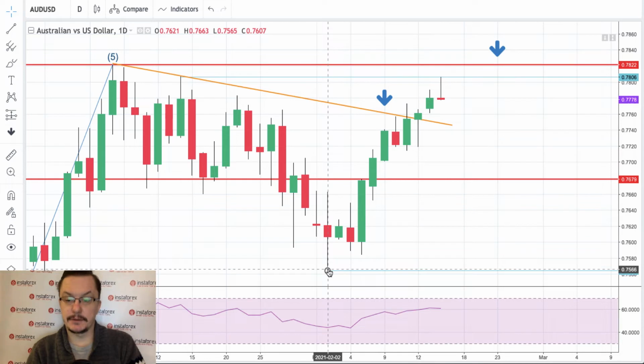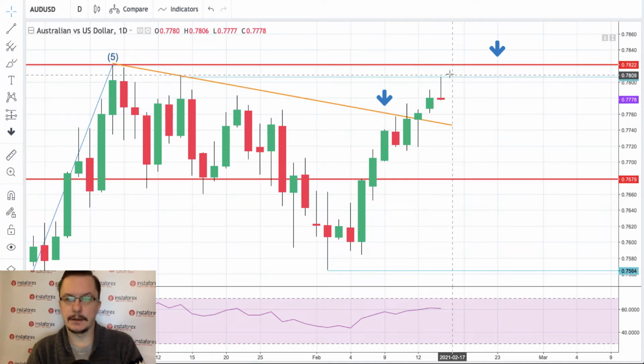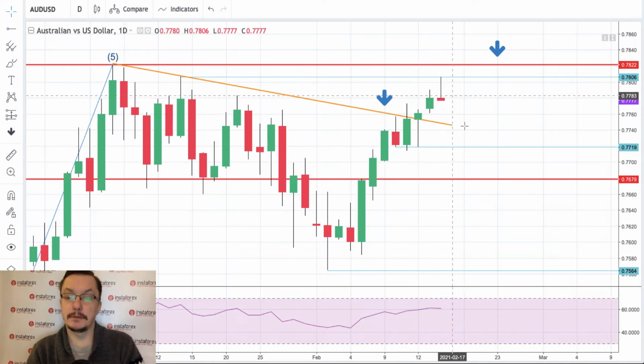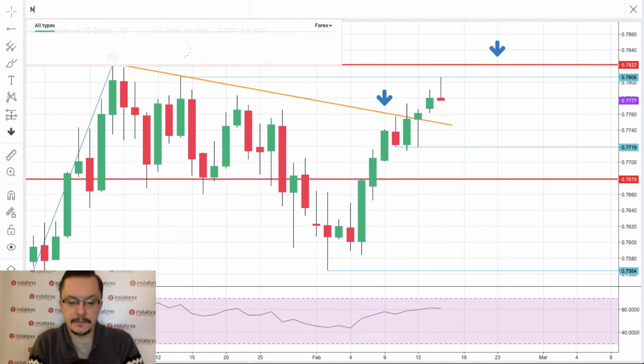But the bounce from the lows of 7,566 was very nice. Nevertheless, we didn't hit the 7,822, and there is no new high made yet. So please keep an eye especially on this level, 7,757, and of course on the technical support. Let me just put it on the chart, around 7,719 pips. So those are the key levels. If 7,719 is violated, then 7,679 is likely the next target. So that's the Australian dollar.